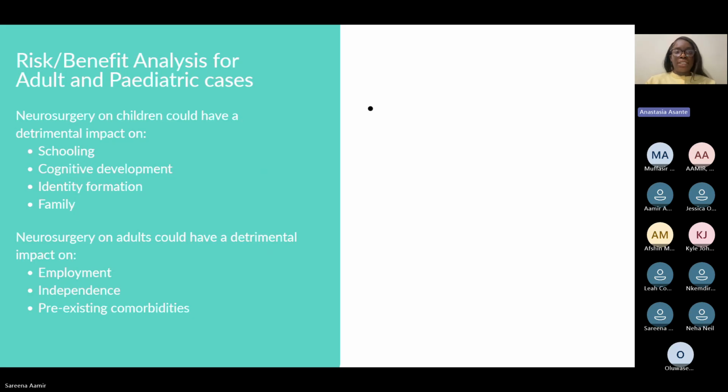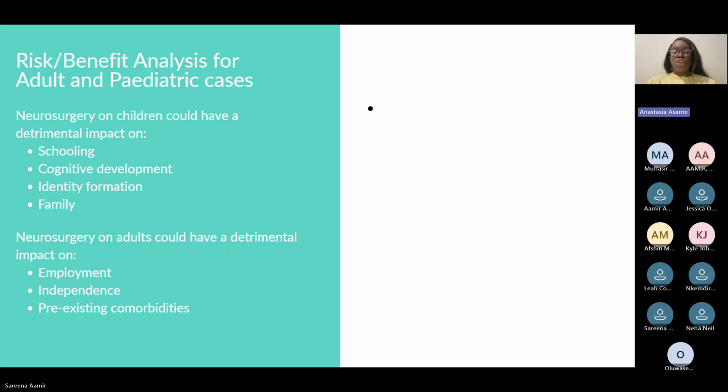We have a few risks when it comes to pediatric and adult cases. Neurosurgery on children could have detrimental impacts on their schooling, so how they mix, how they learn, and how they behave in school. Also cognitive development, which is their behavior and their ability to learn, read, write, things like that. We also have identity formation, which can closely tie in with mental health. And we also have family, so how they may be able to mix in with their family or grow a family one day. Neurosurgery in adults can also have a detrimental impact on their employment.